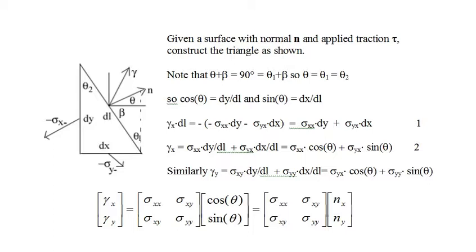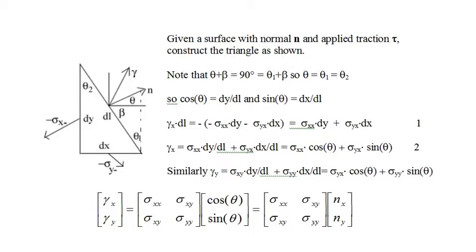We can make the triangle arbitrarily small, so we make it so small that the sigma values can be considered as constant for the triangle, and we don't need to specify x and y where each sigma is evaluated. Since the triangle isn't moving, the forces acting on the triangle must sum to 0, so the x component of gamma times dl, the x direction force acting on side dl, must equal the negative of the x components of the forces acting on the other sides of the triangle, dx and dy. This is equation 1.